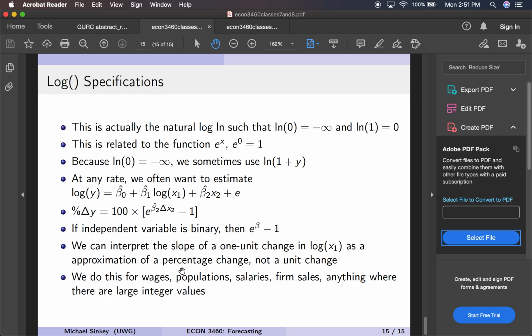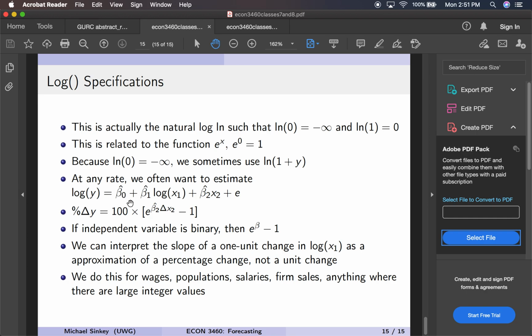So what we do with these log specifications is we use it to flatten out distributions of things like income, which have very, very large right tails, and they have a lot of probability around the leftmost censored value of 0. We try to use the log specification to turn this into something more normal, looks more like a normal distribution. So we'll often estimate what are called log-log specifications, where the log value of y is equal to beta 0 plus beta 1 log of x1 plus beta 2 times x2, etc.